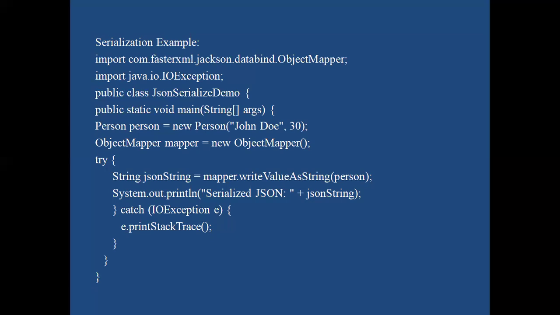String jsonString equals mapper.writeValueAsString(person). We pass the object to that method. Finally, we get the output in JSON format. That is serialization. System.out.println serialized JSON: with the help of the jsonString object, we get the JSON output. If any error is there, the catch block will handle the error and print it. Otherwise, the output will be in JSON format. The object format is converted to JSON format. So it is called serialization.